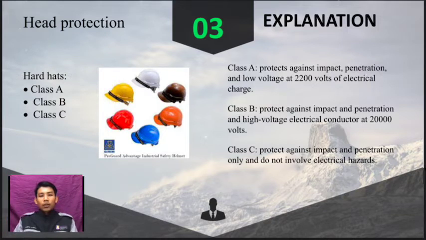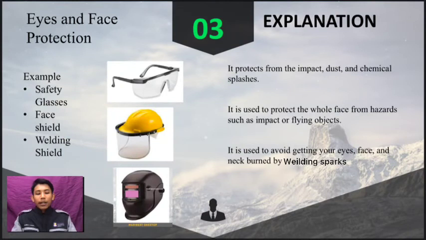As we know, the hard hat or bump cap is commonly used on construction sites to protect the head of the worker from danger. Next, I would like to explain about eyes and face protection. Safety glasses, face shield, and welding shield are examples of eyes and face protection. As you can see on my slide, there are example pictures for them.